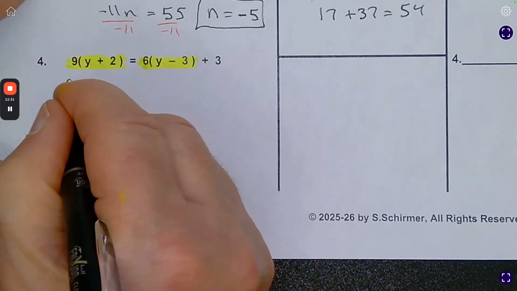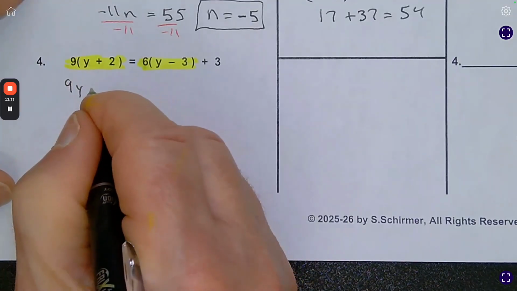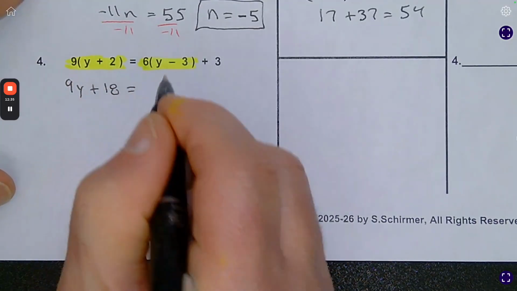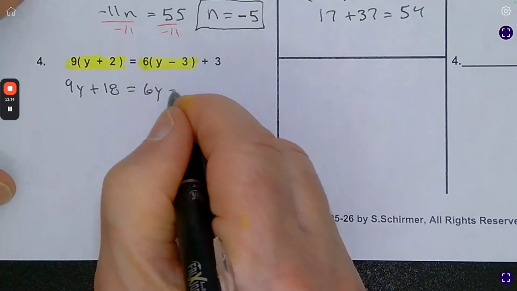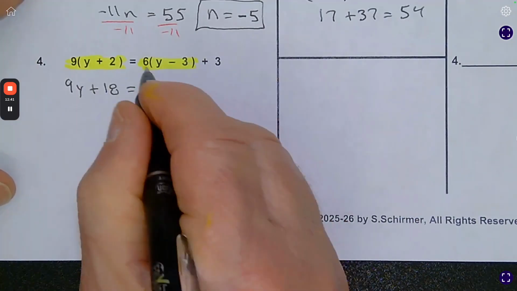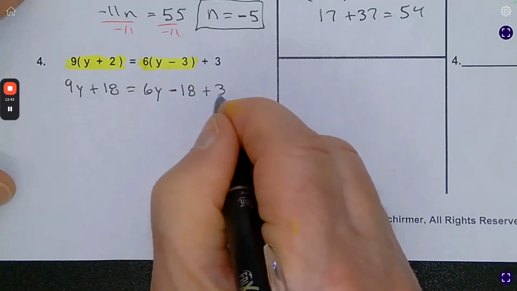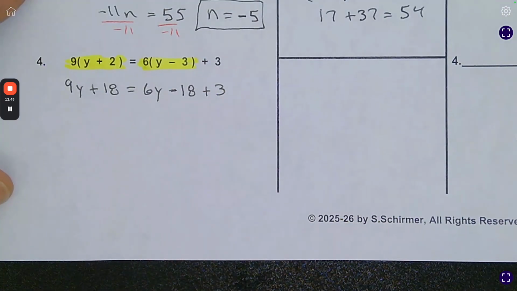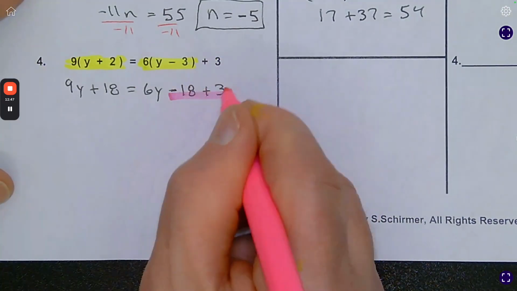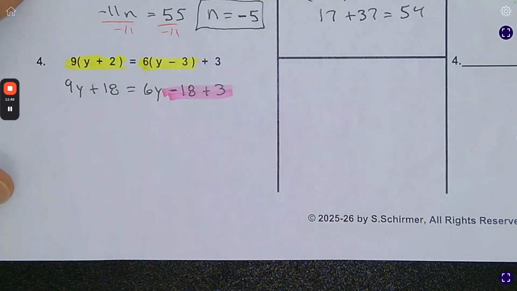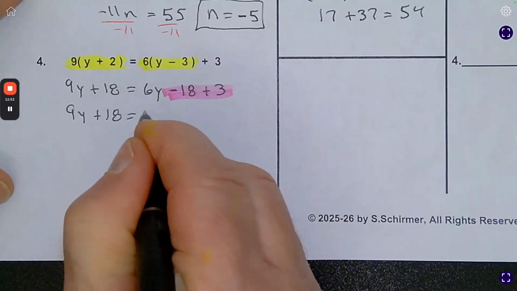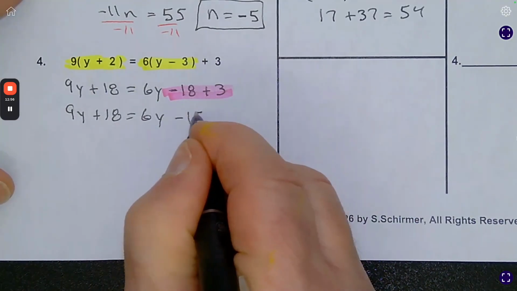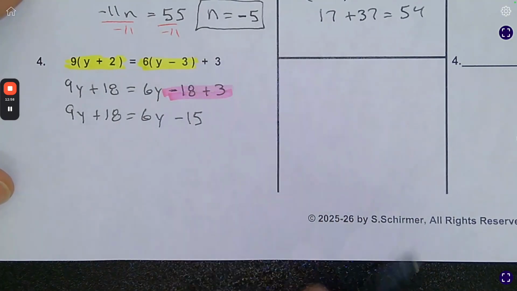9 times y is 9y. 9 times 2 is 18. 6 times y. 6 times negative 3. Positive times a negative is a negative. 18, because 6 times 3 is 18, plus 3. Notice on the right-hand side of the equal symbol, I have those terms that are like. So I got 9y plus 18 equals 6y minus 15 when I combine those.